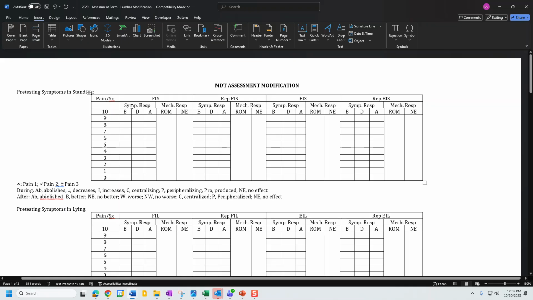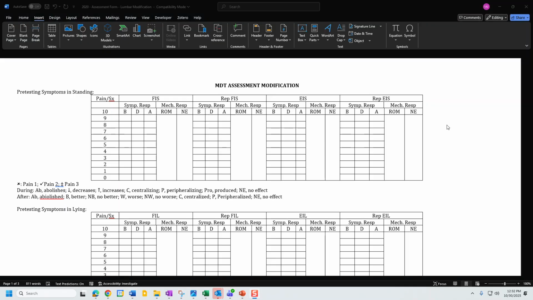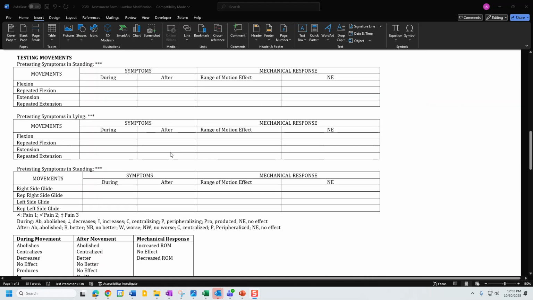And that's in correspondence with the symptom response. B as in better, D as in... that's interesting, sorry, that's incorrect. B is before, D is during, and A is after, and you would put in the corresponding characteristics, symbols, and/or abbreviations. FIS is flexion in standing, repeated flexion in standing, extension in standing, repeated extension in standing. Same thing that we saw in the previous document.